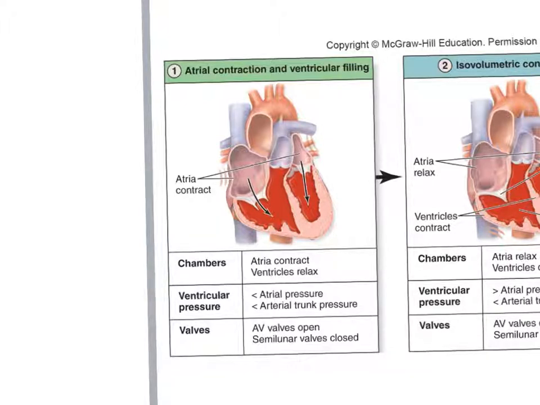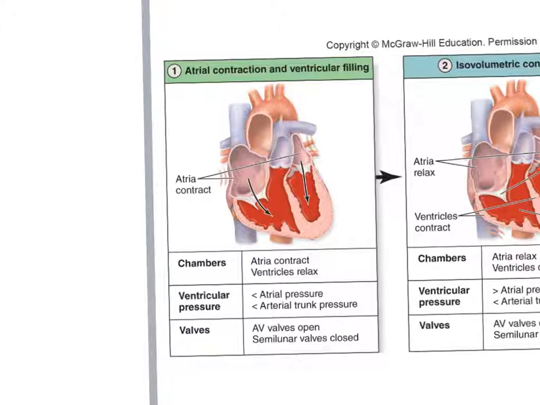Now the atria contract. What's the point of the atria contracting? What's that going to do? Casey? Push the rest of the blood into the ventricles. It pushes the volume of blood into the ventricles. What happens to the pressure inside the ventricles when the atria push additional blood into the ventricle? Pressure increases, right? So understand there are going to be volume and pressure changes that occur here. If volume goes up inside a confined space, pressure has to go up. If volume goes down, pressure has to go down.